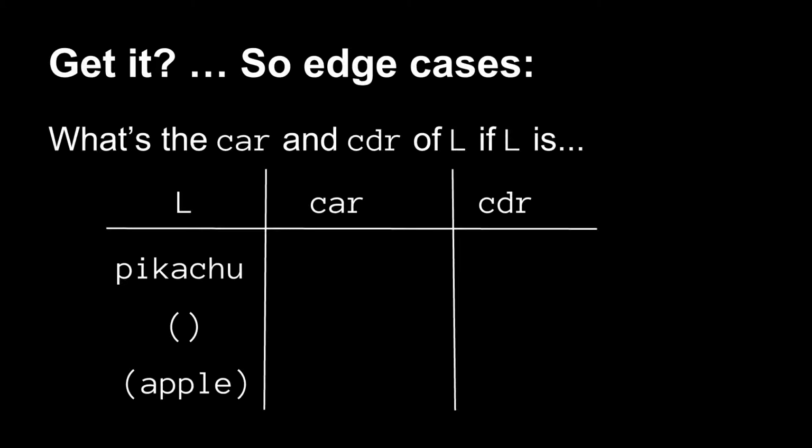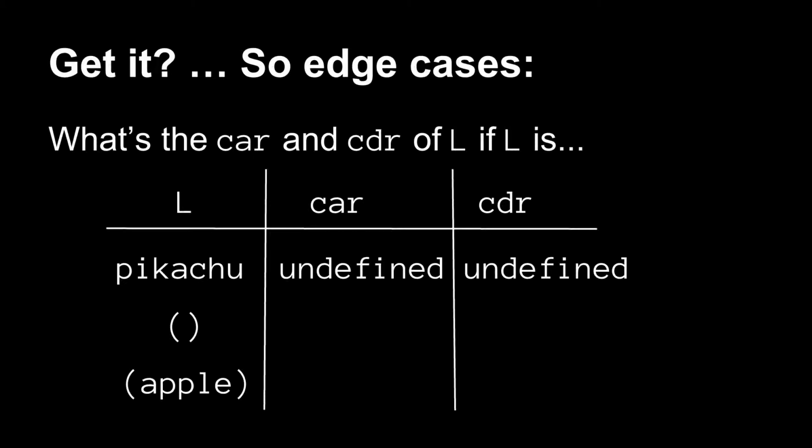If not, play around with it in the geyser repo and see what your understanding becomes. And I'm just going to cover the edge cases of what you might be interested in knowing. What if you got the car of just an atom, say Pikachu, or the cutter of Pikachu? Well, it seems to me that car and cutter get the beginning and end of a list, so that doesn't make much sense for an atom. So they're both undefined.